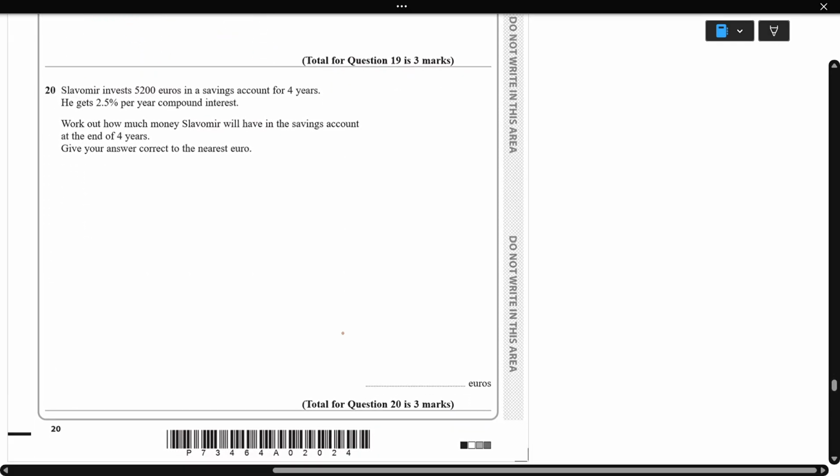Next, question 20. Slawomir invests 5,200 euros in a savings account for 4 years. He gets 2.5% per year compound interest. Work out how much money Slawomir will have in the savings account at the end of 4 years. The final answer we have to give to the nearest euro.